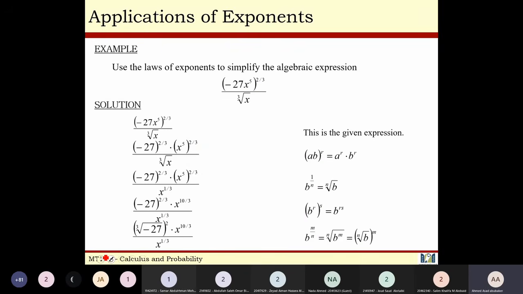Now let's simplify the expression. We have this expression and we need to simplify the algebraic expression. Look at this power 2 over 3. We can distribute it to negative 27 and x to the power 5. So put this exponent 2 over 3 on the negative 27 and on x to the power 5, and convert the radical cube root for the x into an exponent.